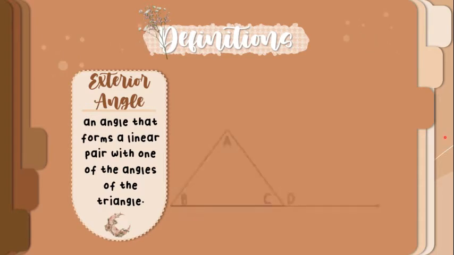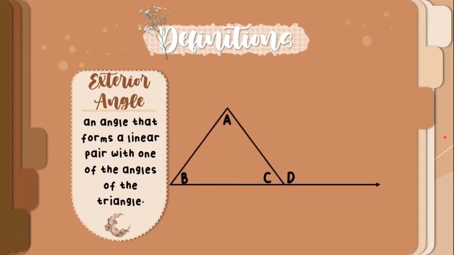Now let us use this figure from our review. Now we have here the figure, the triangle, and the extended side of the triangle. The angles in the triangle are A, B, and C. Now we have here one angle that is not inside the triangle, and that is angle D. Angle D here is called the exterior angle. It is called the exterior angle because it forms a linear pair with one of the angles of the triangle, and that is angle C.